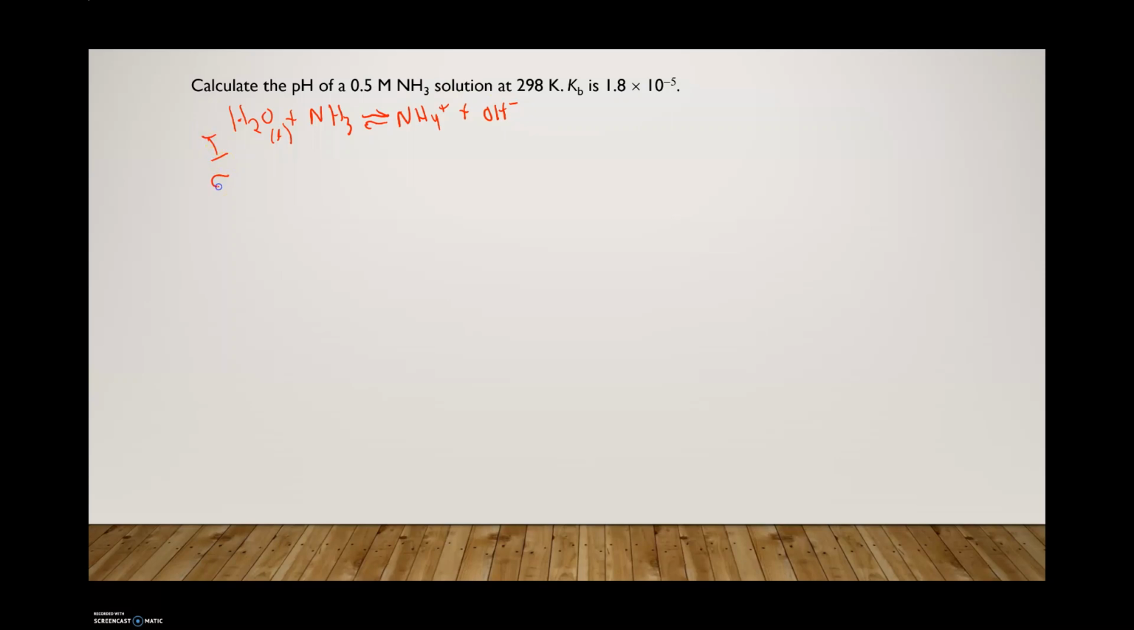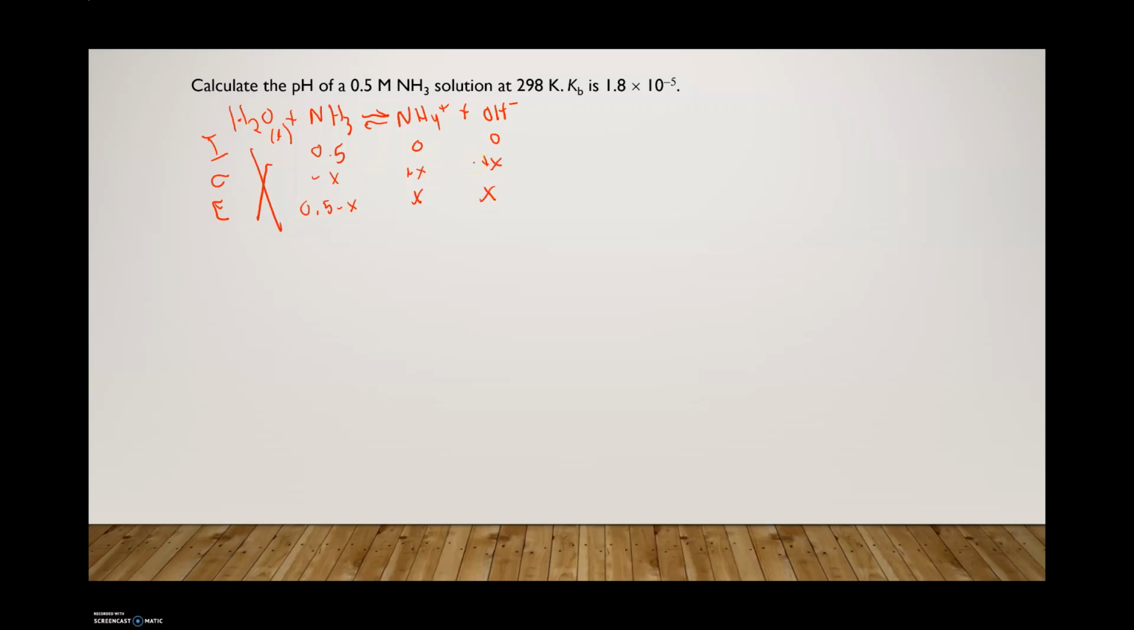Now we're going to fill in the ICE chart because we're given information. So water is not included because it's a liquid. This is 0.5, these are 0 and 0. So this will be minus X. This will be plus X. And this will be plus X.